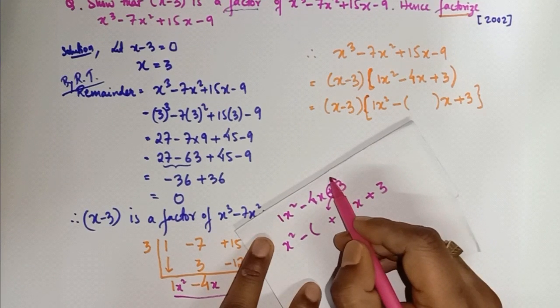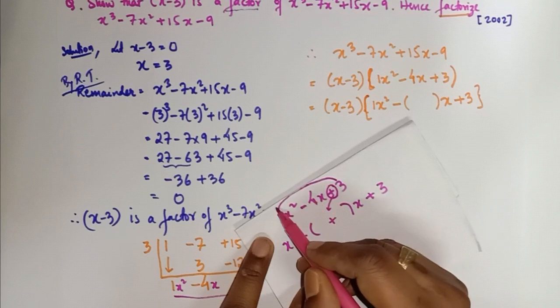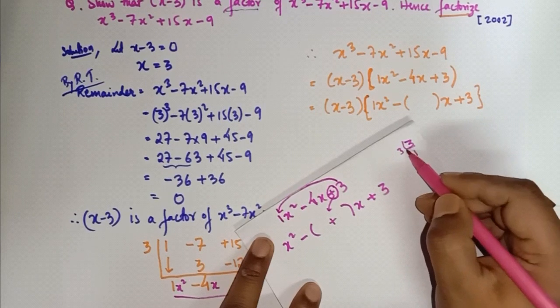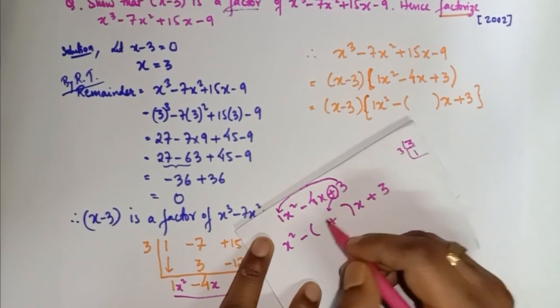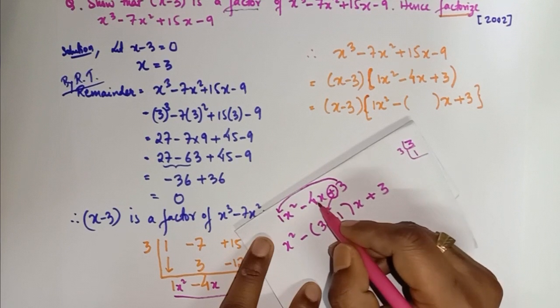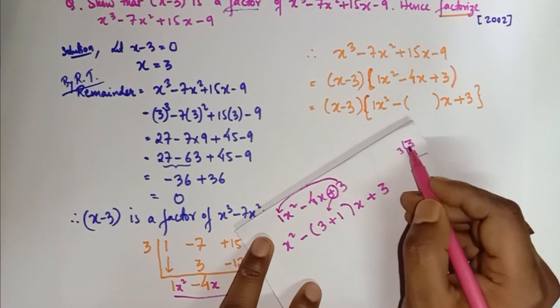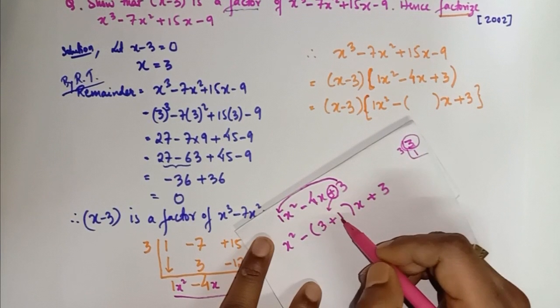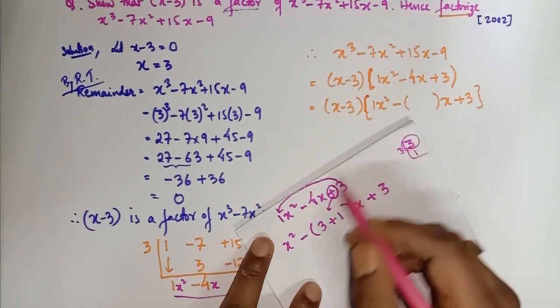Now I'll multiply 3 and 1, so 3 ones are 3. Now I have to do the LCM of 3 and 1. So what I'll get is 3, always the bigger number has to be in front. 3 plus 1 is 4, and 3 into 1 is 3. So this type of magic. 3 plus 1 is 4, 3 into 1 is 3. So it should match this way.